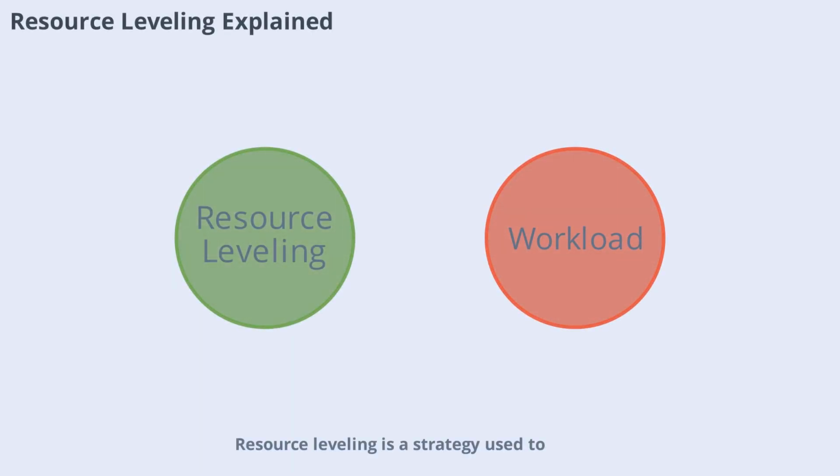Resource leveling is a strategy used to resolve overallocation or conflicts in your project schedule. It involves adjusting start and finish dates based on resource availability, ensuring that no one is overworked and that resources are used efficiently. This technique helps maintain a balanced workload and prevents burnout, leading to a more sustainable project pace.